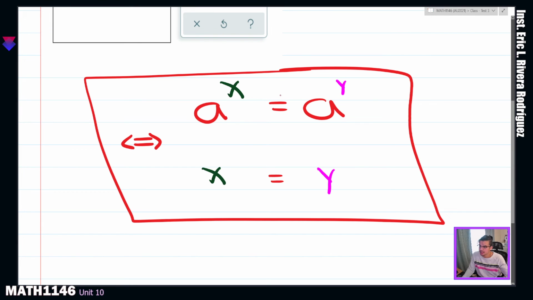Okay, this is a property that we're going to explore on the next chapter when we introduce the logarithmic function, the inverse operation of exponential functions. But this is the property that we are going to use here to solve this type of exercises. Okay.